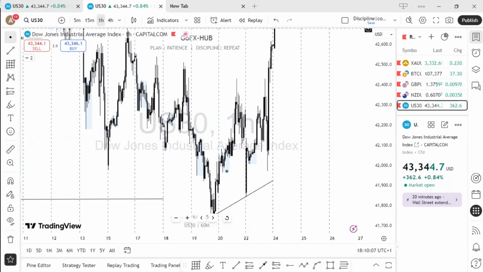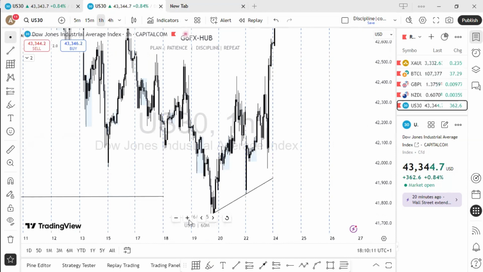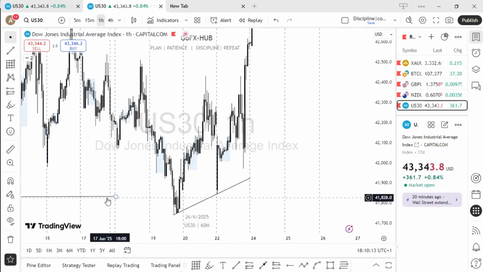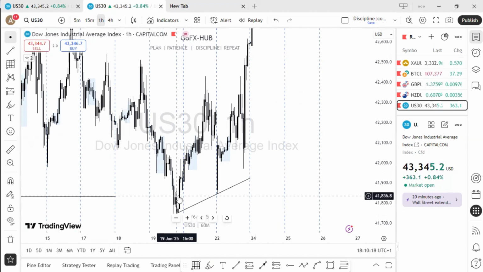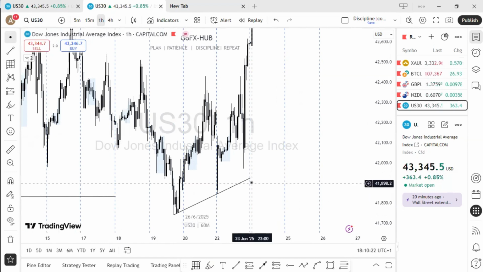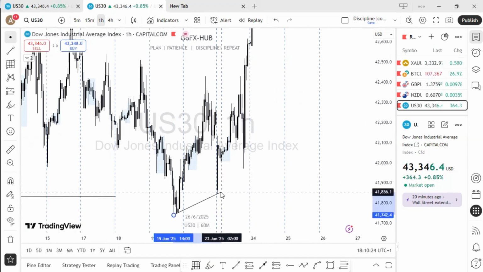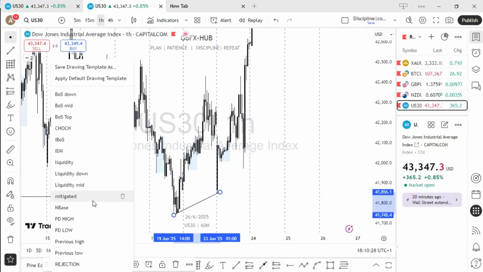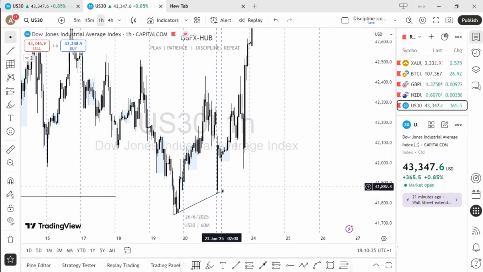As I said previously, I use only black candles. Then this is our engineered liquidity, and I'm expecting price to reverse. When it came here, it went all the way up. So this is our shift of market structure.